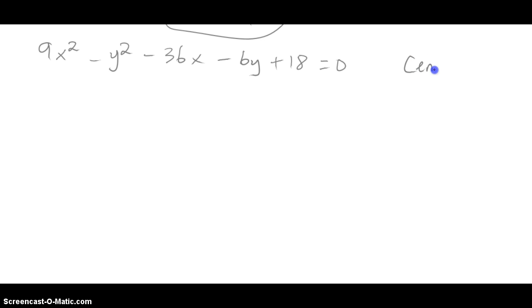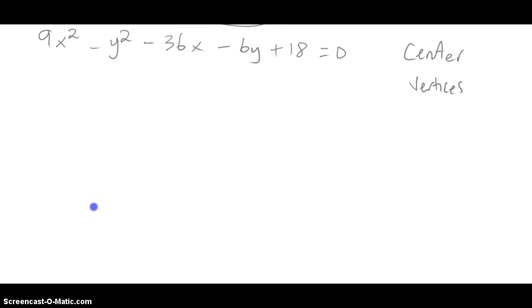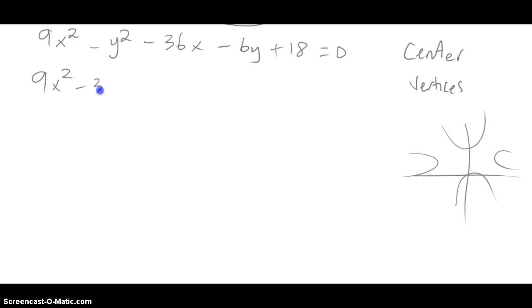Could you find the center and the vertices of the given hyperbola? They're giving us a clue as to what this looks like. It's one of these, either that or this one. We don't know yet, but we'll soon figure it out. We're going to have to do some completing the square here. So I'm going to start by getting my x's together: 9x squared minus 36x. Then I'm going to get my minus y squared minus 6y. And I stick the 18 on the other side.